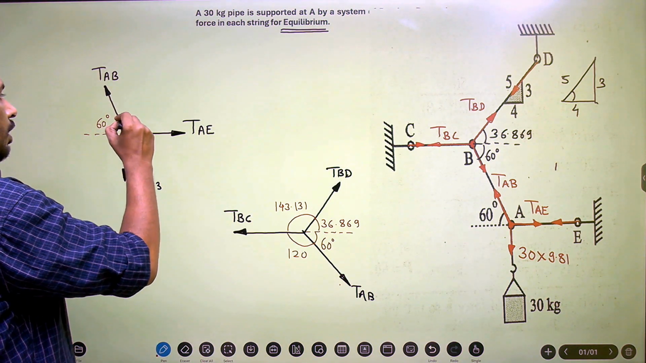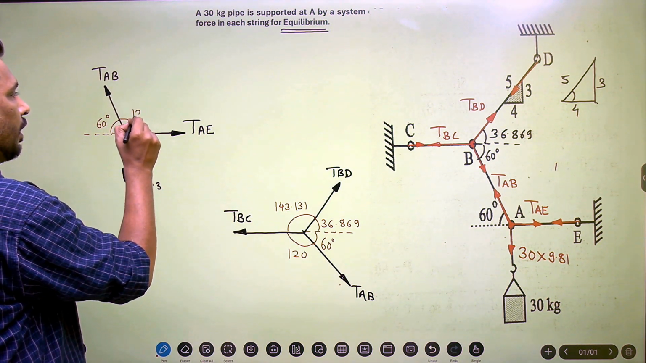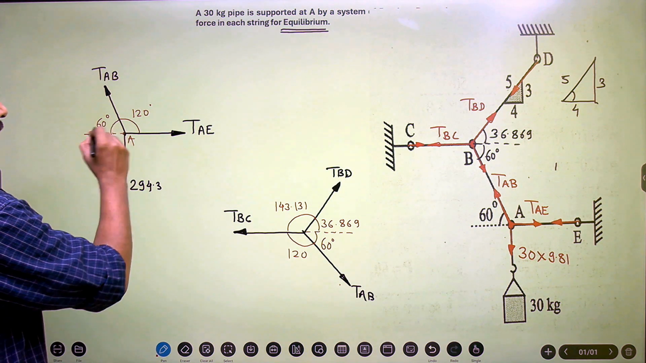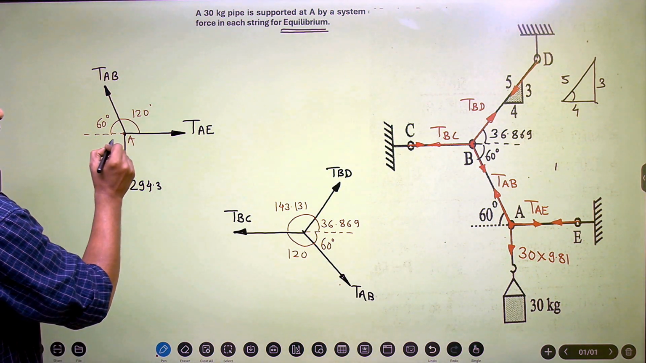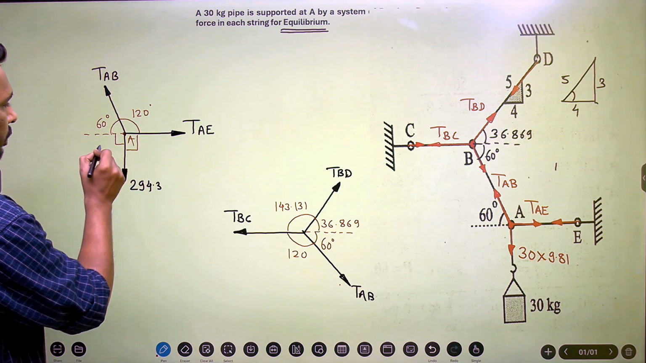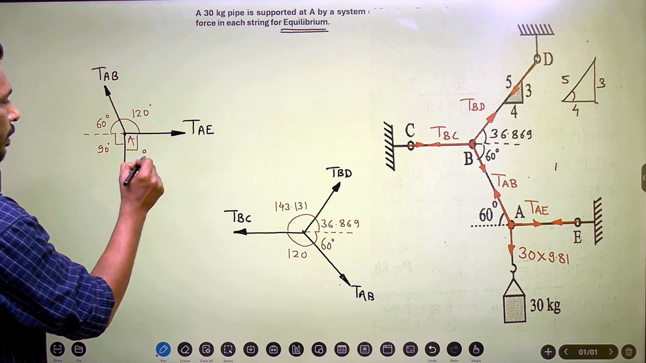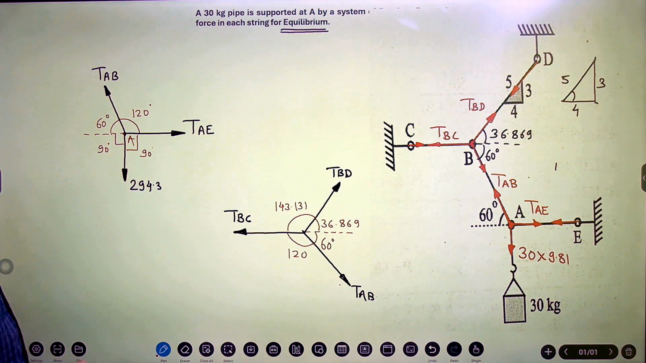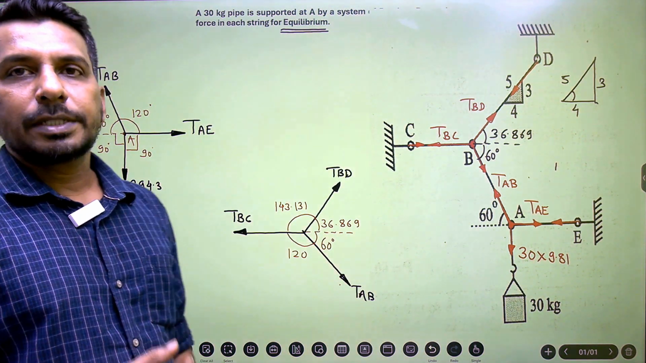Similarly, here I'll find the remaining angles. So this is 120, 60, 180 minus 60. This is 90 degree, and this is also a 90 degree. These angles are important in order to solve the problem using Lami's theorem.